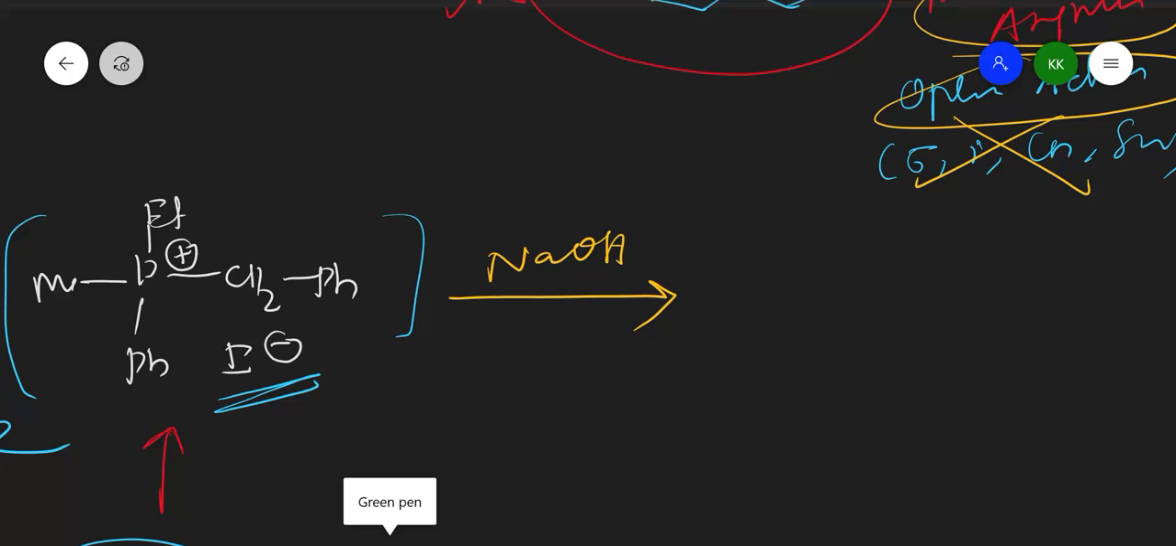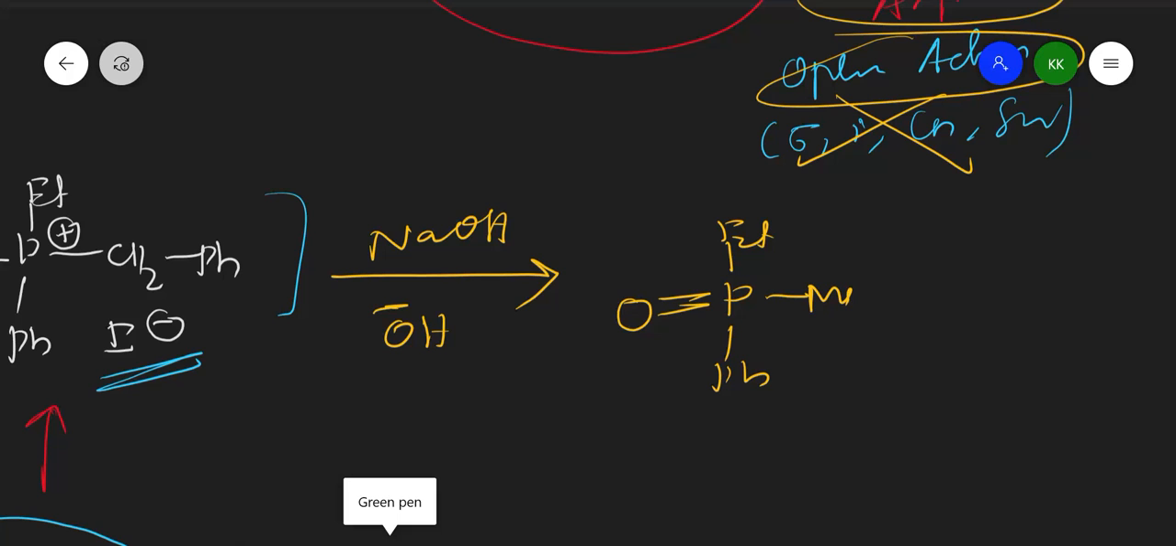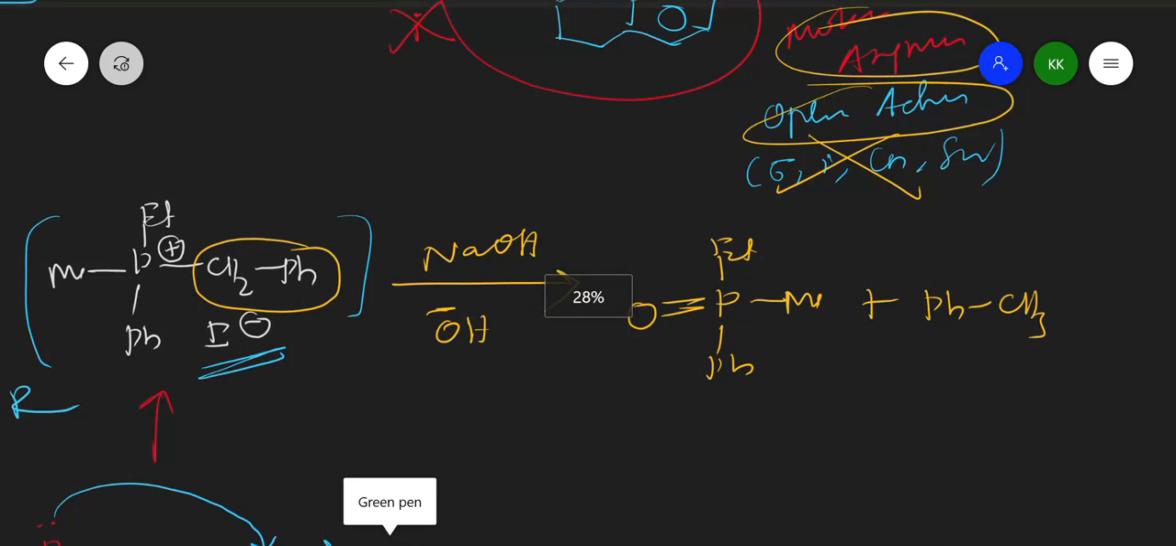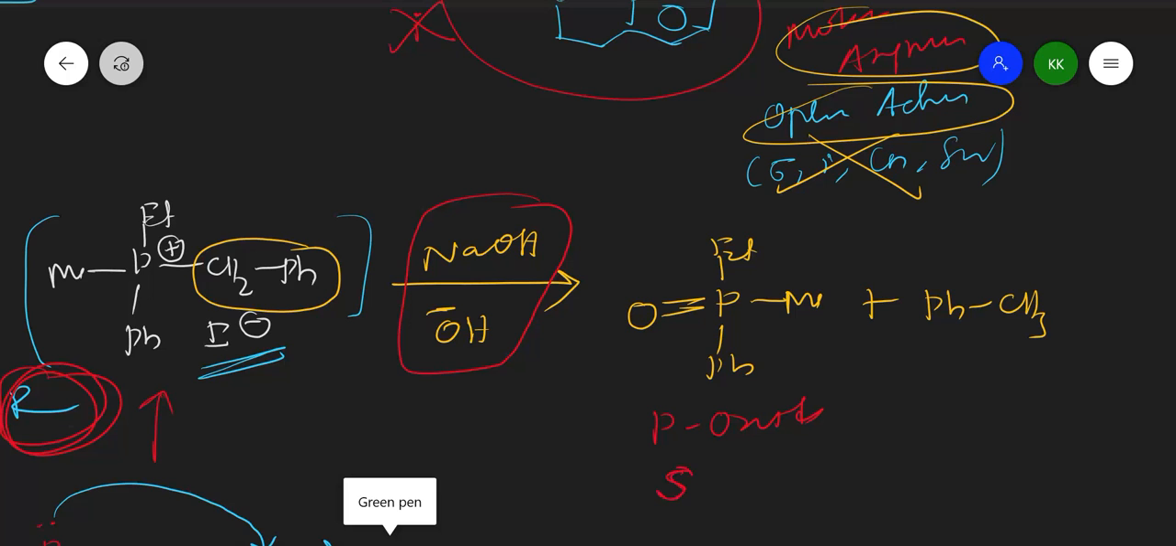Further, what happens to this compound, the phosphonium salt, if I add NaOH base? NaOH means OH minus will be there, the anion. So we will get the oxide, in which everything will be the same as it is, and here we have methyl, and we'll get the phosphine oxide plus PhCH3, right? Here it was PhCH2, and PhCH2 has become PhCH3. If you see the reaction, I told it was R. Now after we react with OH minus, it has become the phosphine oxide, and its stereochemistry is S. So from R to S conversion means inversion in stereochemistry is happening.